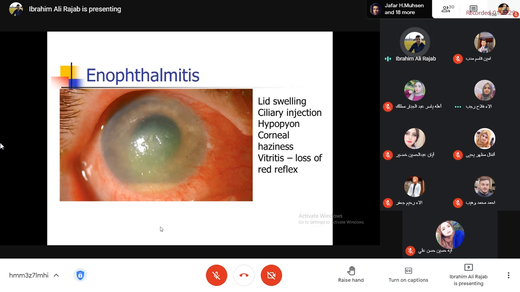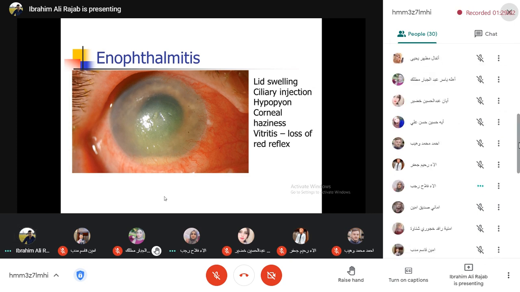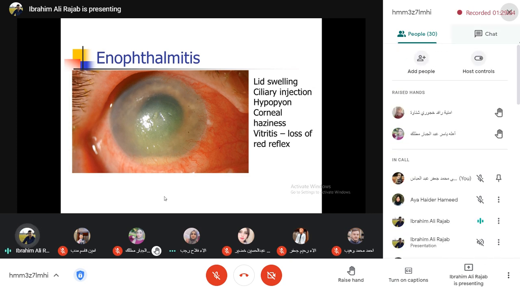زين، اكو تشوفين inferiorly in the cornea. شنو تشوفين inferiorly بالكورنيا؟ هيجي خط أصفر. Scar. لا، هذا الخط الأصفر صعب عليكم بس ما يخالف. هذا الخط الأصفر هو pus، هو exudate inside the anterior chamber. اكو pus in the anterior chamber due to inflammation inside the anterior chamber.